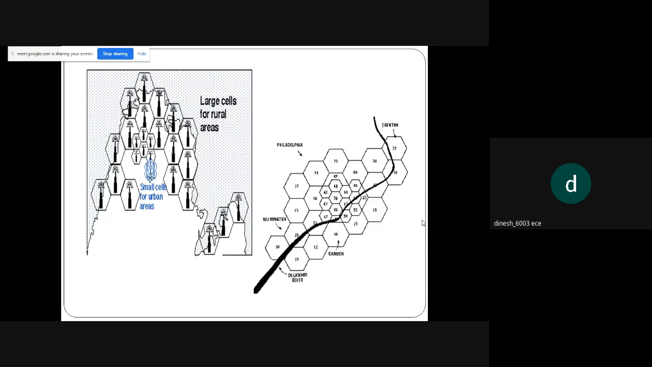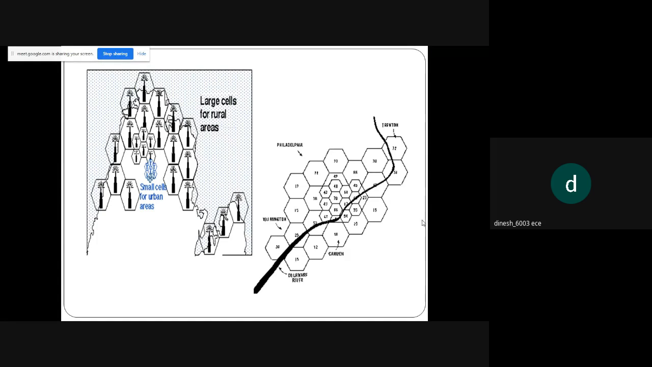So this is a cell splitting representation for urban areas and for rural areas. Larger cells are used for rural areas because there will be only a lesser number of persons using mobile phones, and the traffic will be very less. Whereas in urban areas, there will be more people, more mobiles, more usage, more traffic. So smaller cells for urban areas. So this is your classification.